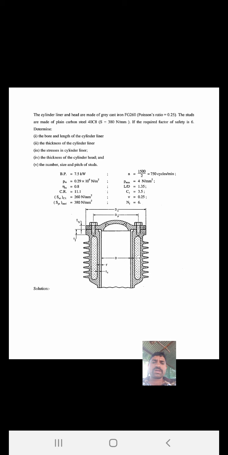Then the reboring factor C1 is equal to 3.5. S_ut is given for the cast iron material, the ultimate tensile strength, 260 Newton per mm square, and mu is equal to 0.25, Poisson's ratio. And for carbon steel 40C8, the S_yt yield strength is given as 380 Newton per mm square, and the factor of safety is given as 6. Then one by one we will calculate the bore and length of the cylinder liner.